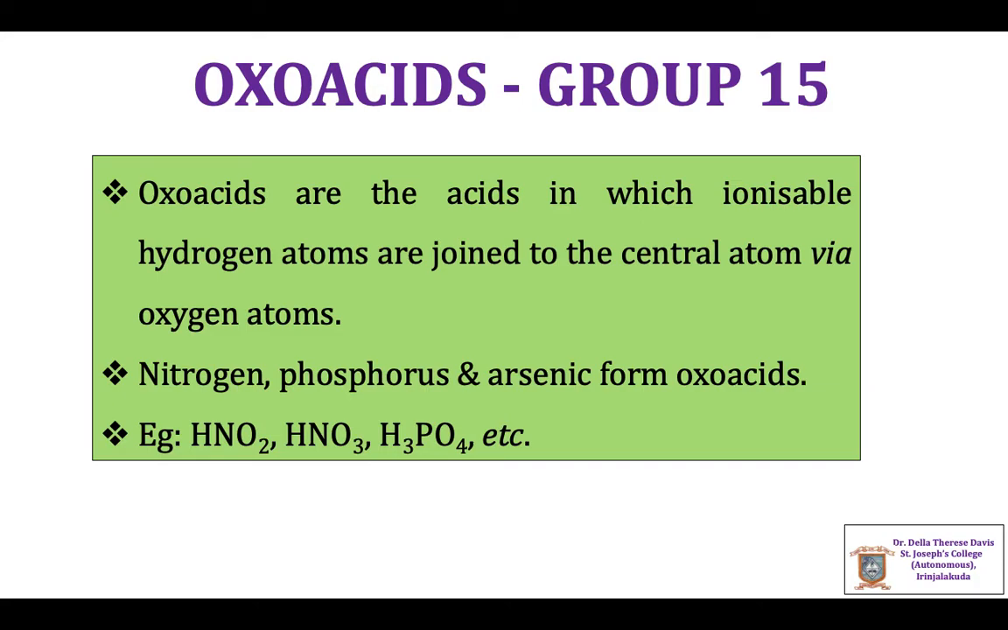Among group 15 elements, nitrogen, phosphorus and arsenic form oxoacids. The acids of antimony and bismuth are rarely found, but their salts are known. Examples for oxoacids include HNO2, HNO3, H3PO4, etc.